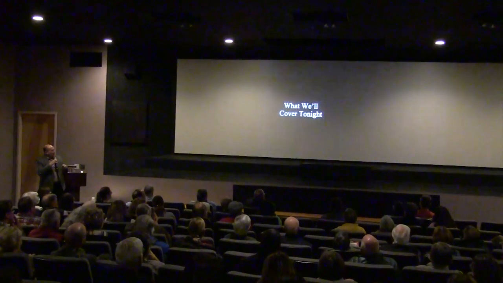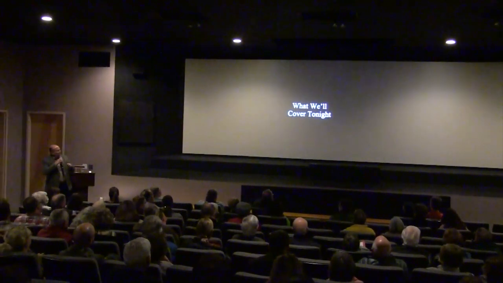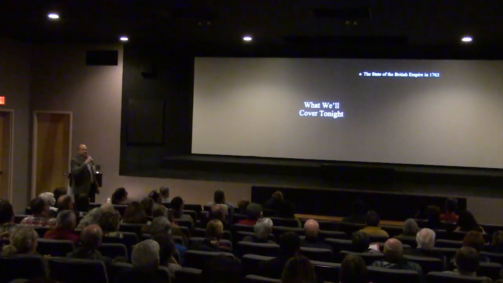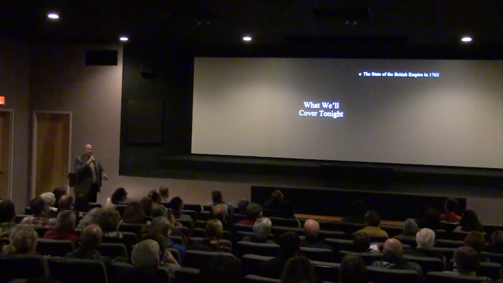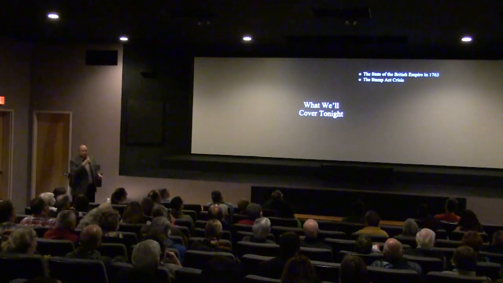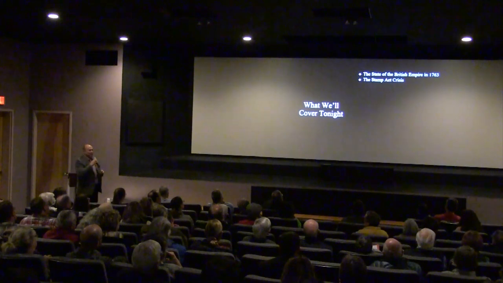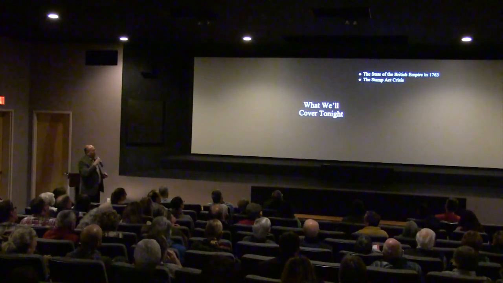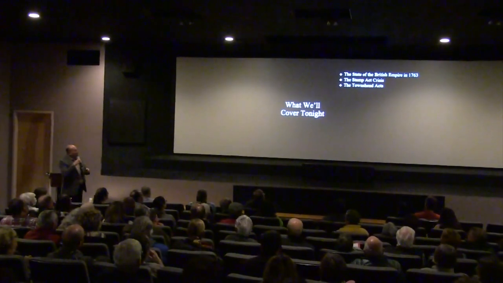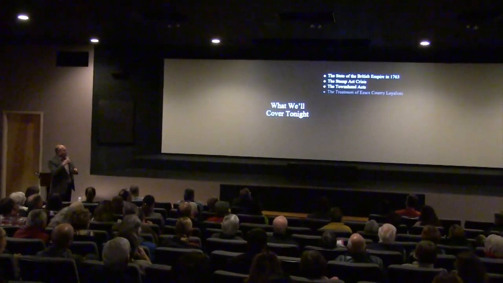There we go. Okay. What we're going to cover tonight is, first, an overview of the British Empire in 1763 to set the stage for the cause of the American Revolution. From there, we will talk about the Stamp Act crisis. We will talk about what is happening in Boston, and then what is happening in Essex County. We'll talk about the Townshend Acts that took place in the late 1760s.